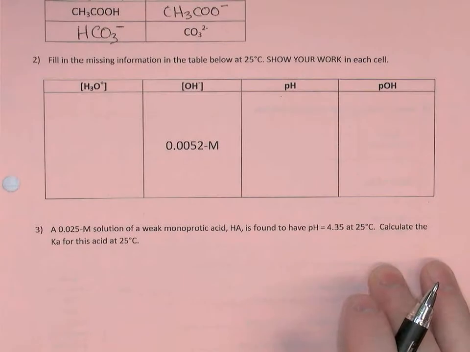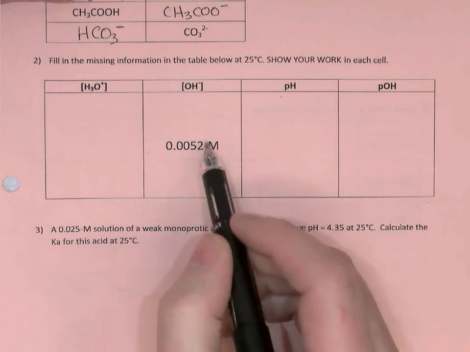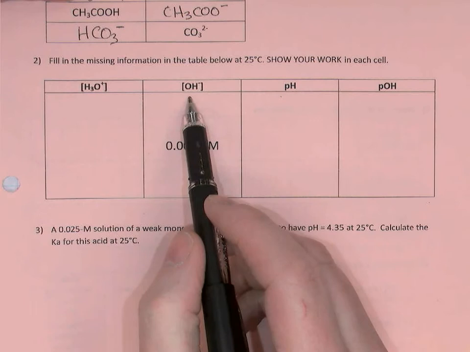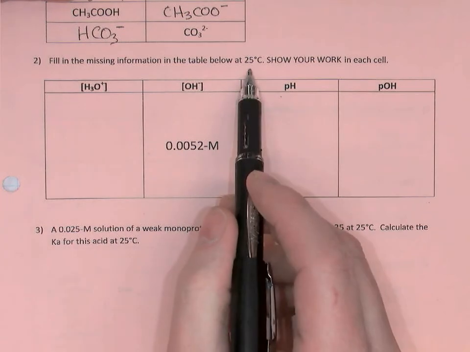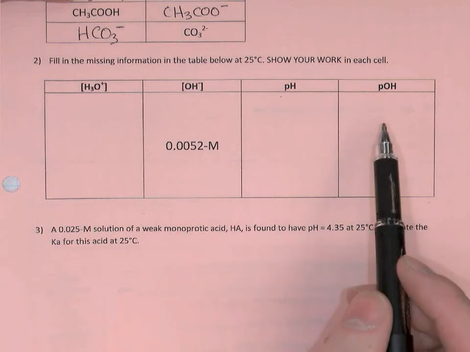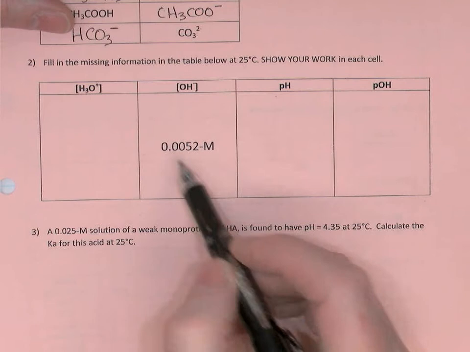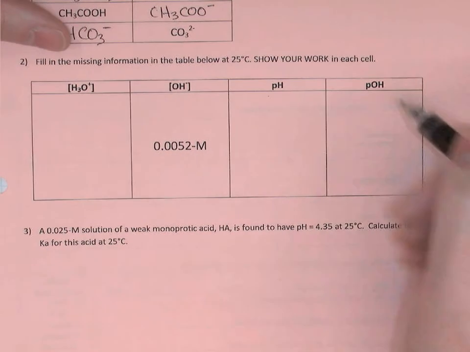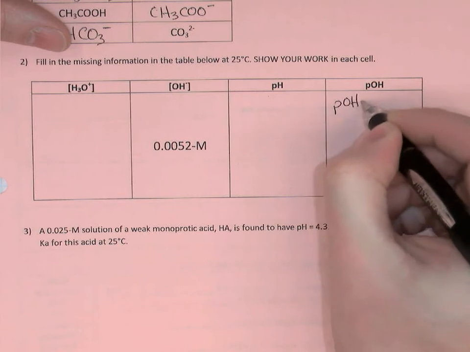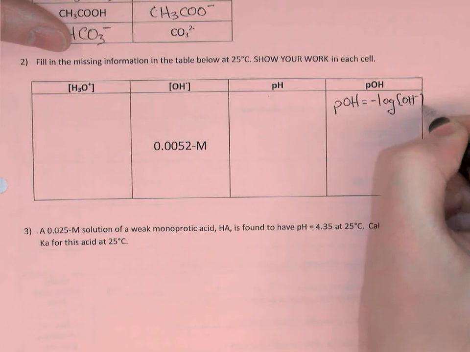The second question is more of a calculation-based problem. We were given that a solution has a concentration of 0.0052 molar hydroxide ions at 25 degrees Celsius, and we're trying to find the hydronium concentration, the pH, and the pOH. There's more than one way to do this problem. If I have the hydroxide concentration, perhaps I'll start by finding the pOH. pOH is the negative logarithm of the hydroxide concentration.